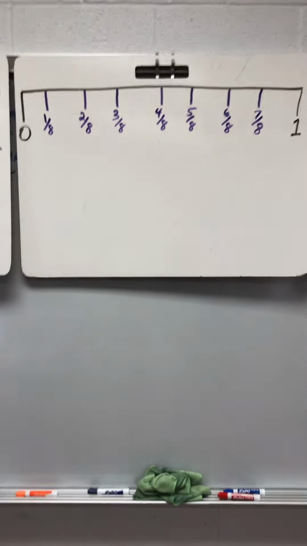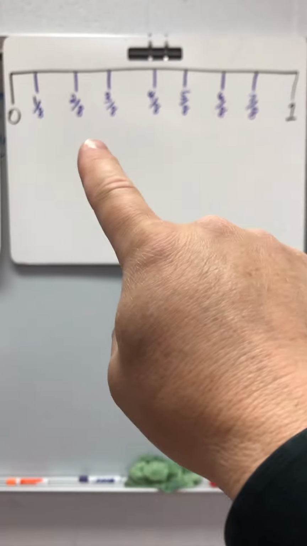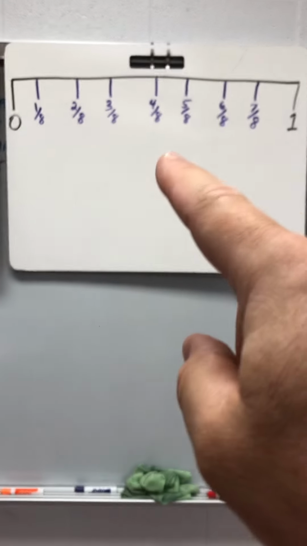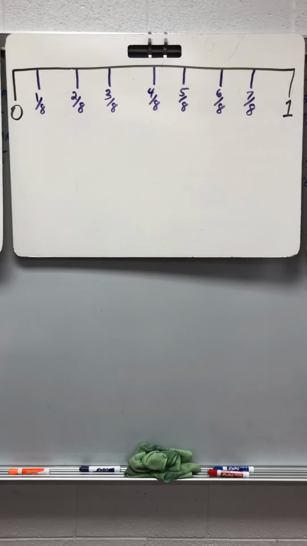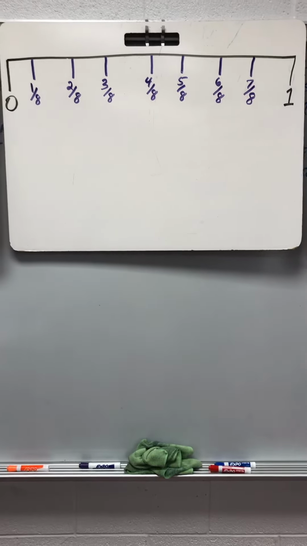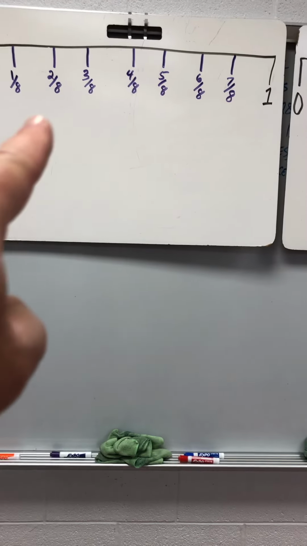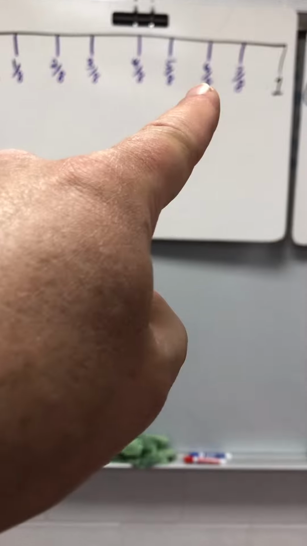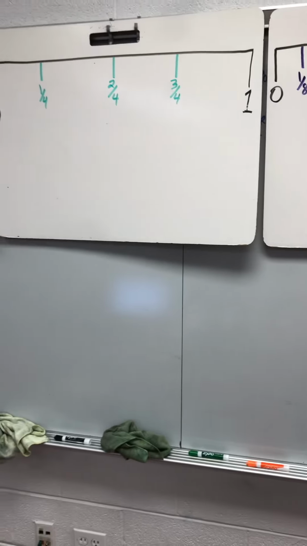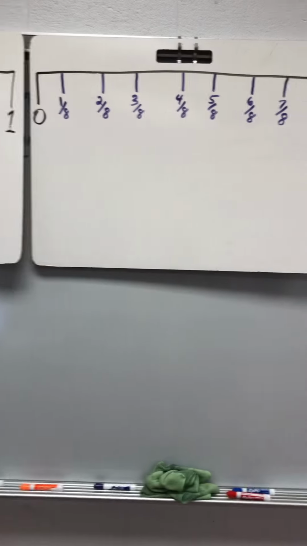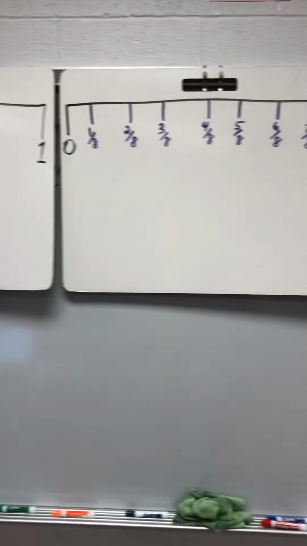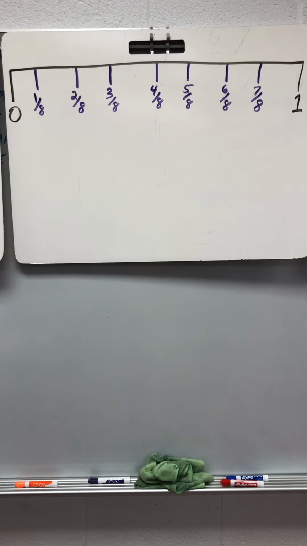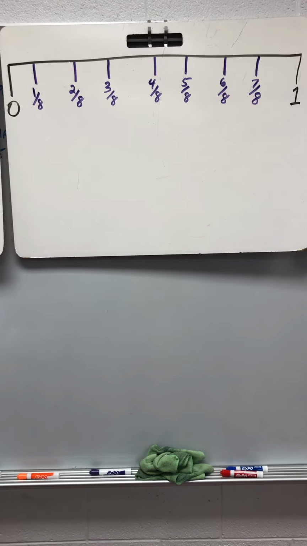What if you have 8 spaces? Then you have 1/8, 2/8, 3/8, 4/8, 5/8, 6/8, 7/8, 8/8. But now, again, we reduce, meaning 2/8 and 6/8, those are going to be 1/4 and 3/4. 4/8 is going to be 1/2, right? So the eighths, you reduce them when you can.